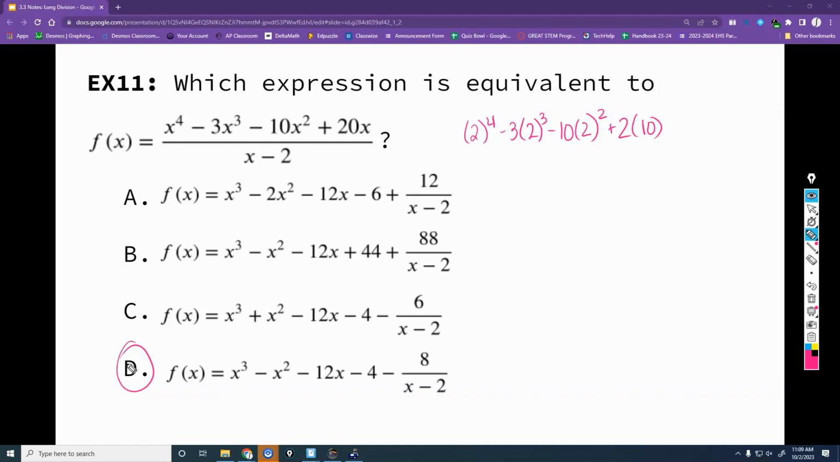All right, got about 10 minutes. Everybody get started on this.